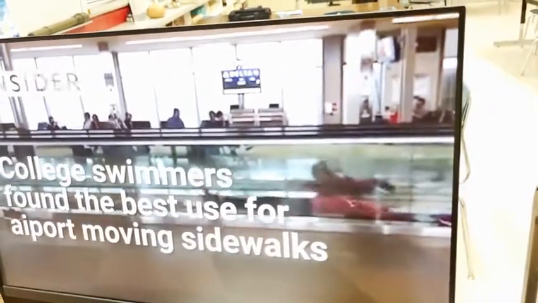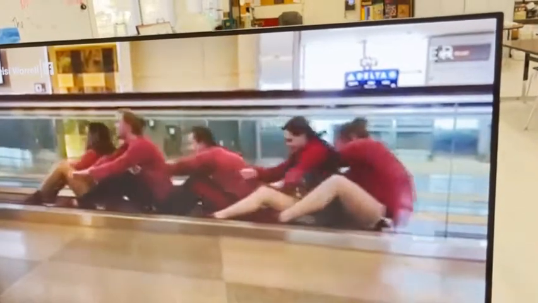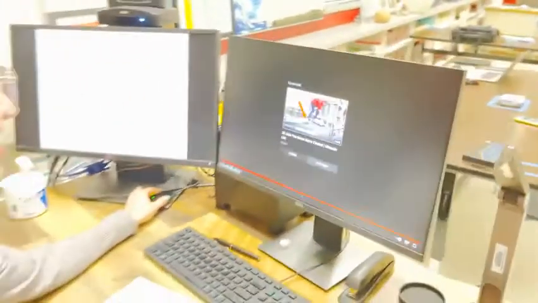Okay, so then let me go ahead and go to my next one here. This is just silly, boys and girls. Here's a moving sidewalk in an airport. This is called Bored in the Airport. College tourists found the best use for airport free time, the Louisville swimming and diving team. Oh my gosh. Look at this guy looking at him. That's fun. I love it.